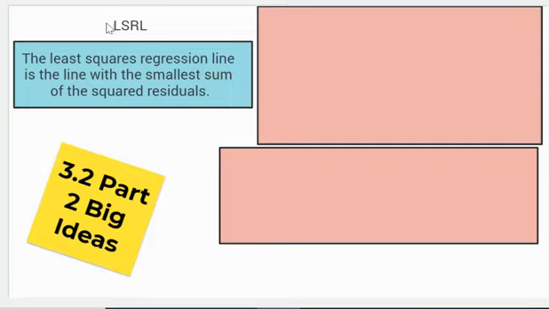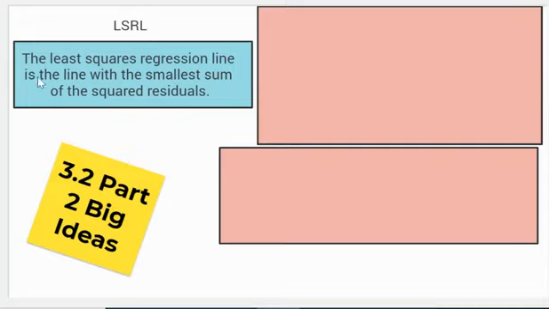Now, there are some other names for the least squares regression line. I don't have them listed in the big ideas, but if you want to write these down, it wouldn't be a bad idea. The least squares regression line can also be called the line of best fit or the linear model. And what is the least squares regression line?